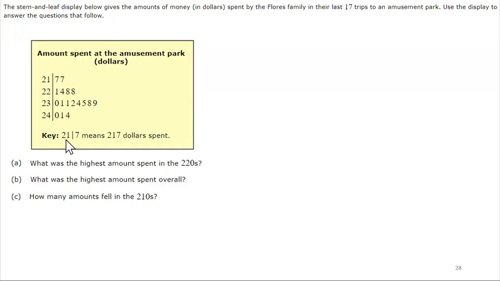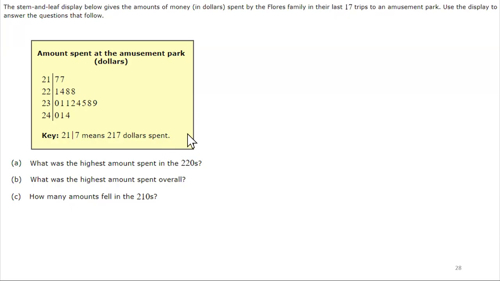So if you have 21, this vertical line is the stem part. And then the leaves are the numbers to the left and the right side of it. That's why they call it a stem and leaf display. So again, the vertical line is the stem and the numbers to the left and right are the leaves. Here it says 21 and the vertical line is 7. This represents $217 spent.